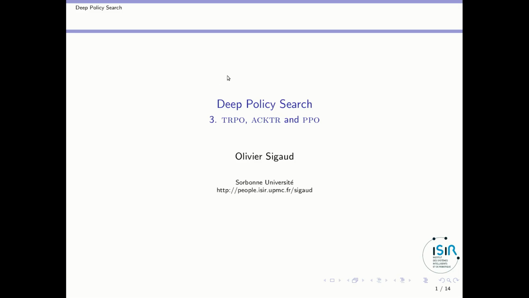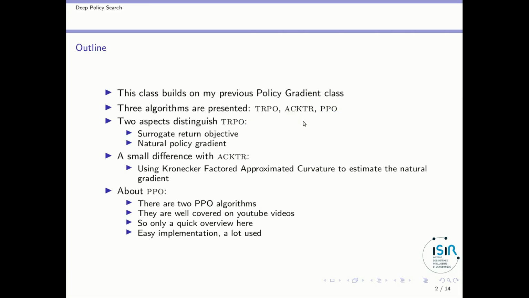Welcome to this new class about deep policy search. In this class we will investigate three algorithms: TRPO, Actor and PPO. More precisely, I will build on my previous policy gradient class. I suggest that you really have a look at this class if you want to understand how TRPO and other algorithms work. Okay, and then I present those three algorithms.